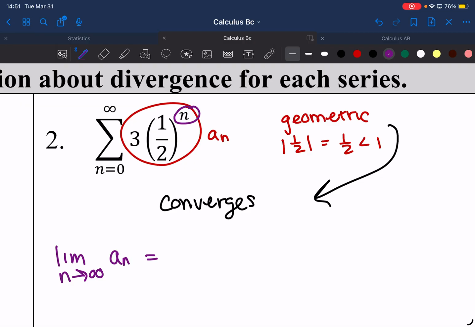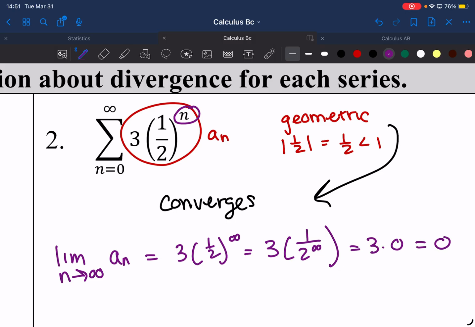Okay, so we have (1/2)^∞. That's the same as saying 1 over 2^∞, which means as the denominator increases rapidly, that whole part is going to approach 0. So really, this is 3(1/2)^∞, which is 3 times 1 over 2^∞, which is 3 times 0, which equals 0.